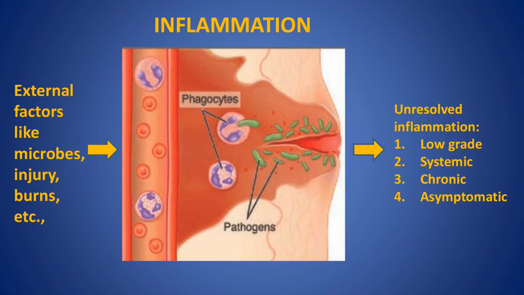This local inflammation present in one organ can spill over to multiple organs, and become what is known as a systemic inflammation involving the entire body. This chronic, systemic, and low-grade inflammation is asymptomatic, and the person having it is unaware of this inflammation going on inside his body.